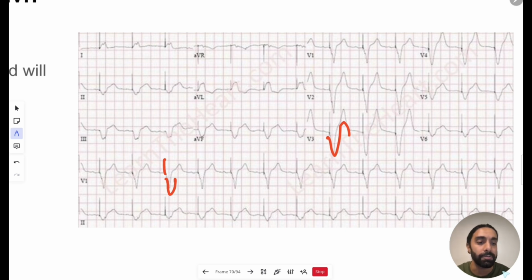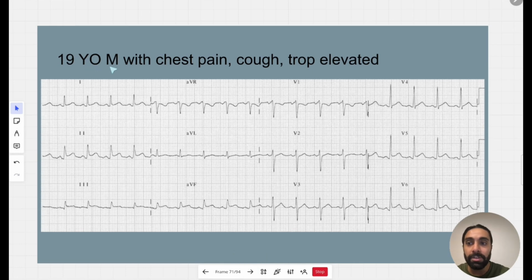It's much harder to figure it out. All right, so we have a 19-year-old male with chest pain, cough, and troponin is elevated. They may even also have a low-grade temp that's forming. So review this one. Go ahead and get back to me.